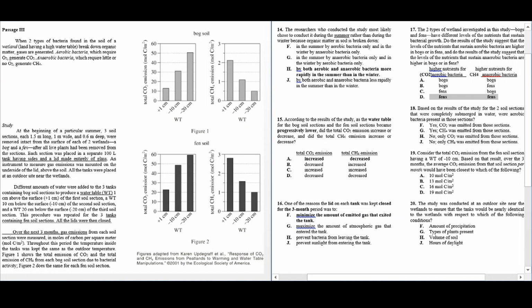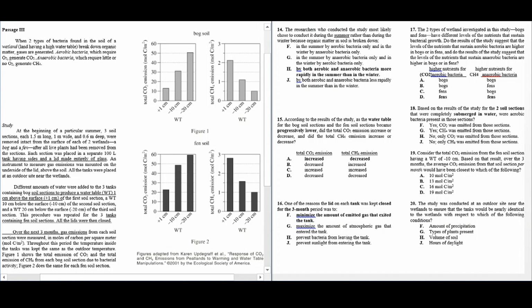Question 18. Based on the results of the study for the two soil sections that were completely submerged in water, were aerobic bacteria present in those sections? Keywords here I see are soil sections and submerged in water. So let's look for text related to that. So if we scan through, we see soil sections mentioned here, but nothing about water, just their size. Over here, we see soil sections in conjunction with the water table.